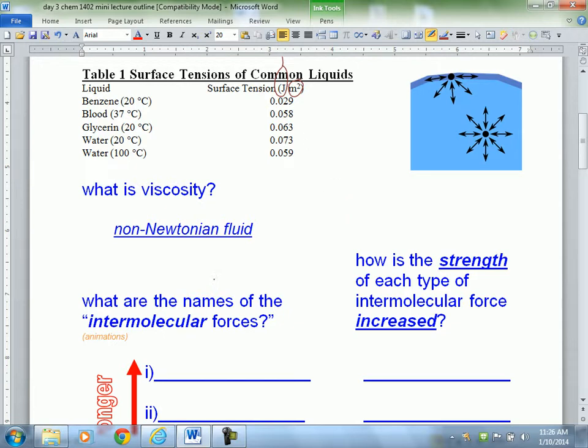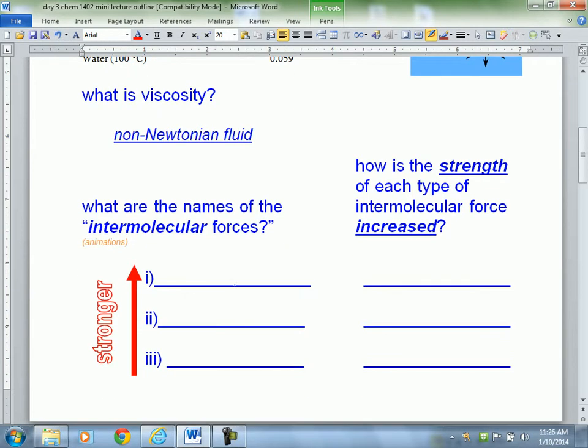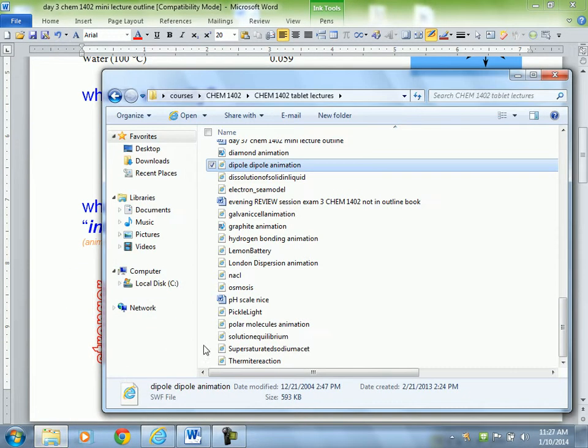Okay, so these intermolecular forces, there's 3 of them. We're going to watch an animation of each, and then we'll make some general ideas from them, like what's the strongest and how can we increase the strength of each intermolecular force. Okay, the first one is London dispersion animation.